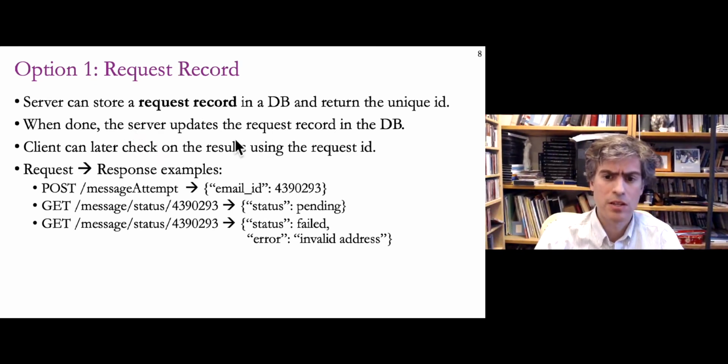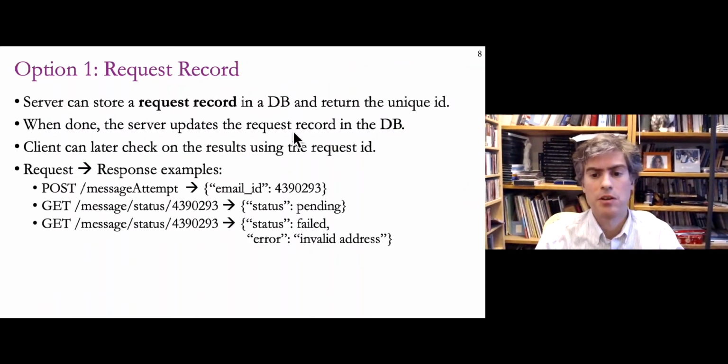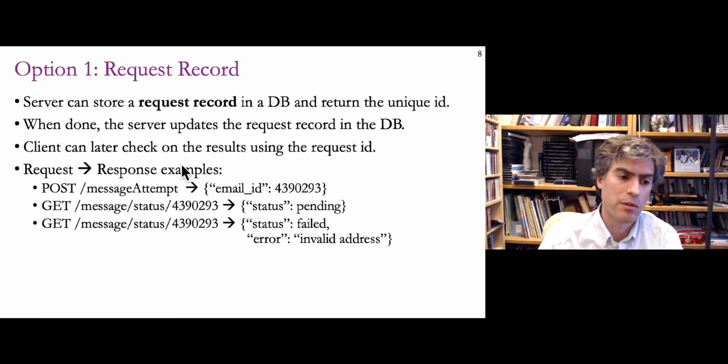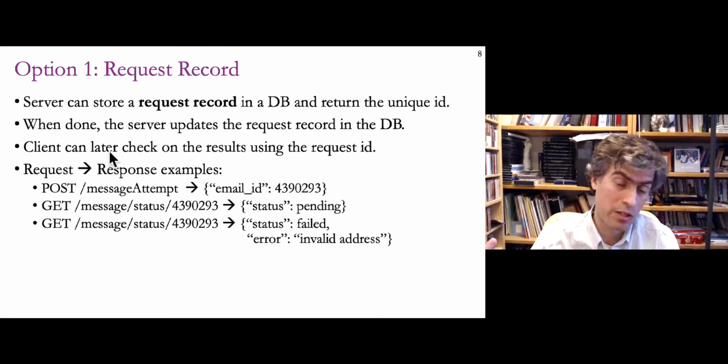When the server eventually finishes the full chain of work, the whole job, the whole request, it will update that database record to have all the details of the completed result. And later on, what the client can do is check to see what the results were. So the client has to do another request, a second request, to check the status later on.